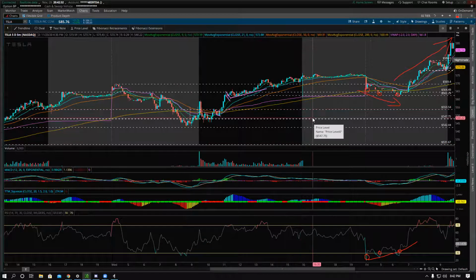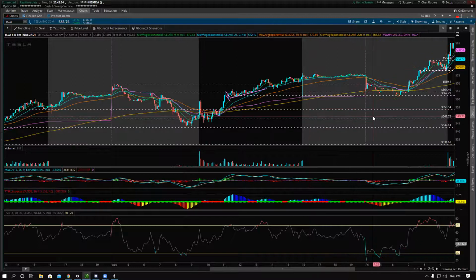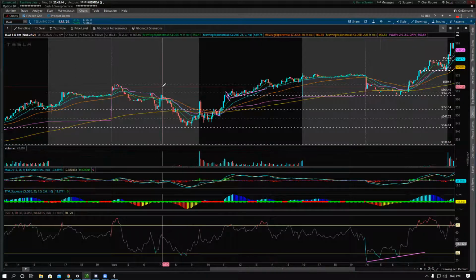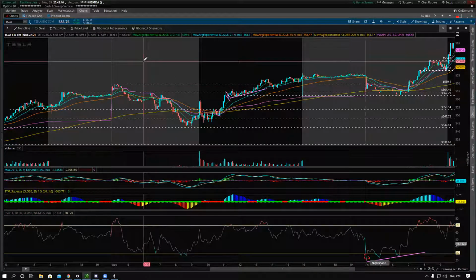Wait, 1, 2, 3 uptrend. What was the mouse pointing at? I'm looking at the higher lows in our RSI right here. So we're in oversold territory. Automatically, I'm going to look for any trend I can find in overbought or oversold territory. So I'm looking at those little peaks right there. You see how they're getting higher?